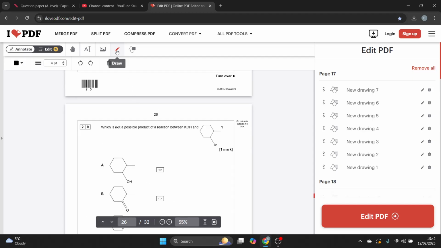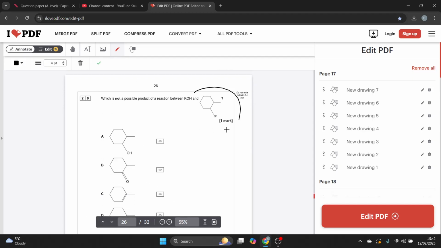Question 29. Which is not a possible product of a reaction between potassium hydroxide and this?